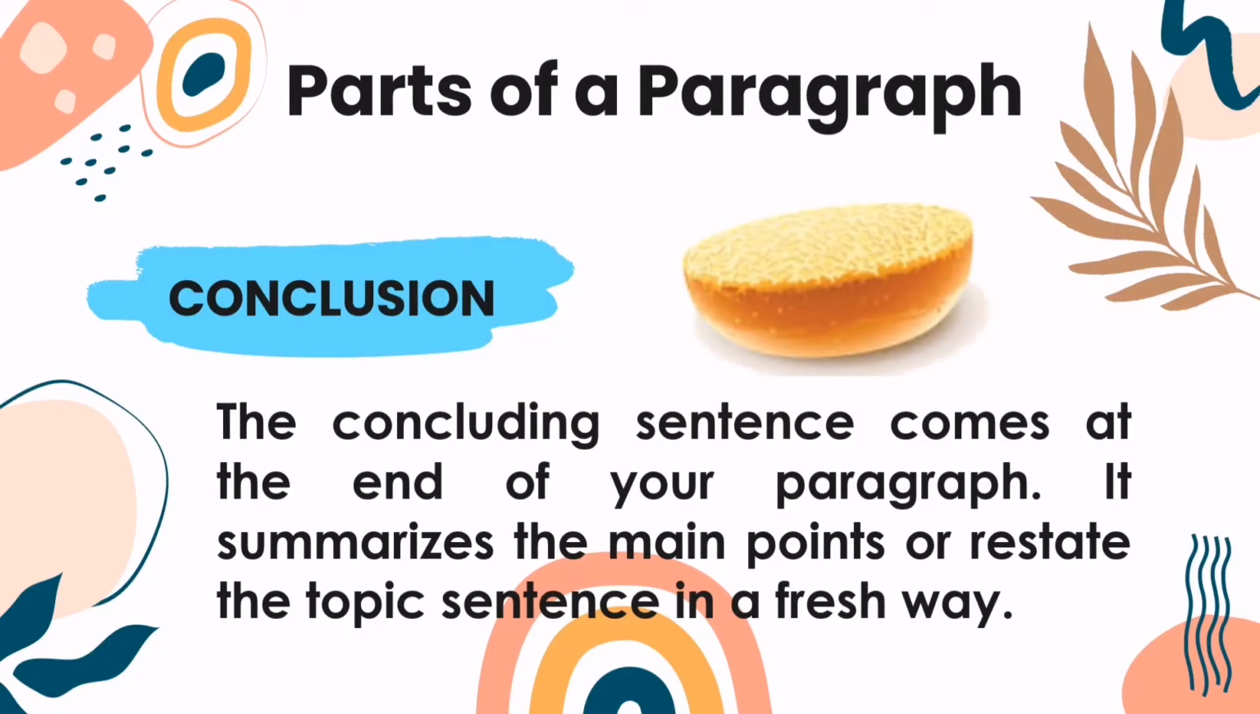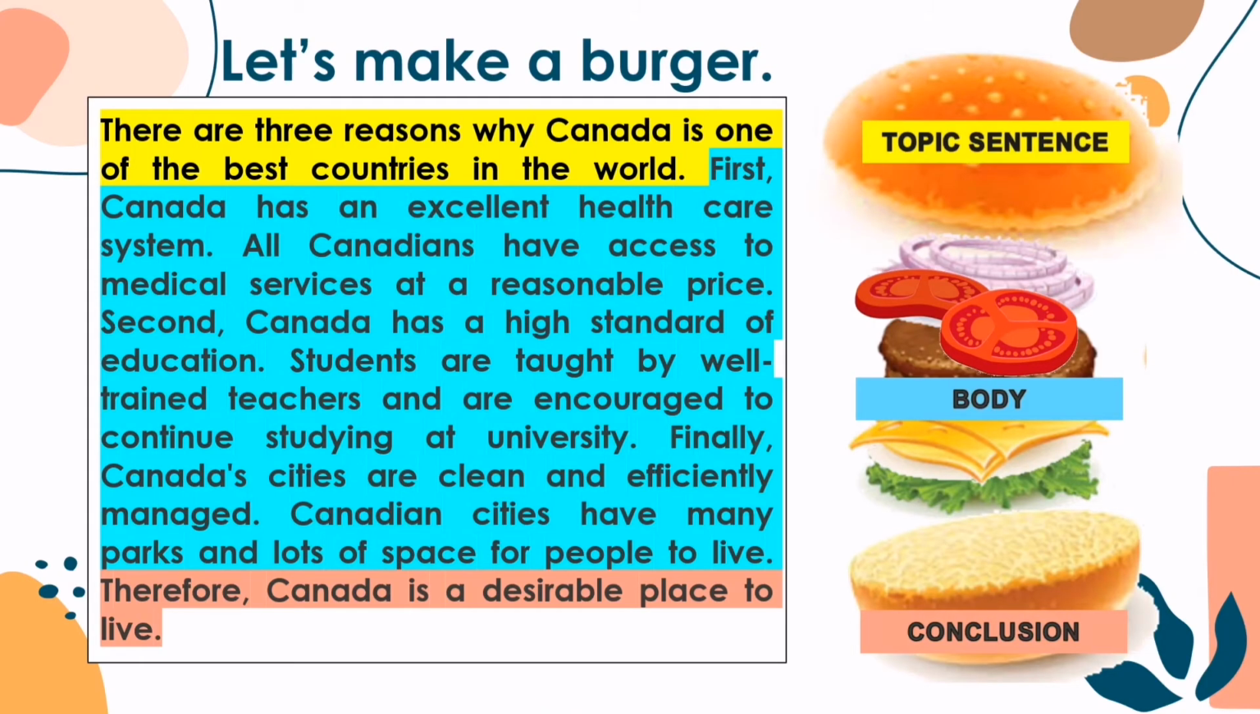The last part of a paragraph is the conclusion, or the bun at the bottom of the burger. The concluding sentence comes at the end of your paragraph. It summarizes the main points or restates the topic sentence in a fresh way. We are almost done in making our burger. We already have the top bun, which is the topic sentence, the juicy part, which is the body, and the last part is the conclusion. Therefore, Canada is a desirable place to live. We now have a burger, and we already applied the essential parts in creating a paragraph.